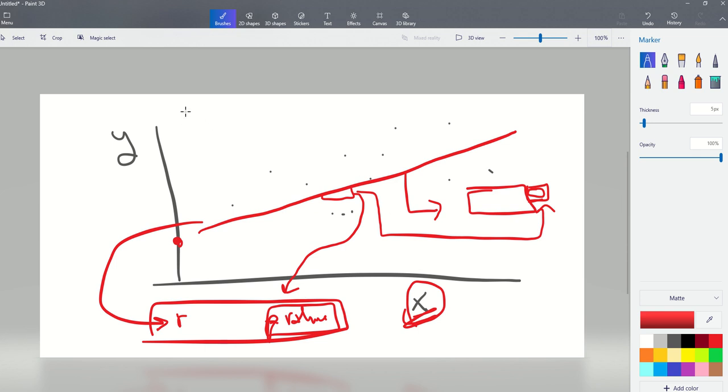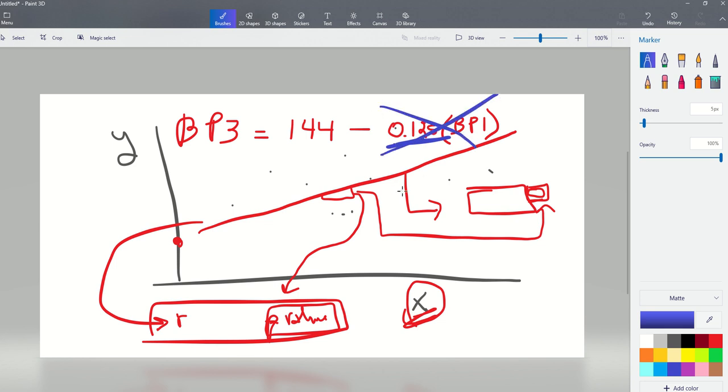So your model will look like, in the example we did, blood pressure 3 is equal to the intercept, which was 144, I guess, minus the slope, which was 1.25, I think, times blood pressure 1. Now, this is the model. However, since this intercept was not statistically significant, I have to drop it from the model. And what you're left with is just this, the intercept.